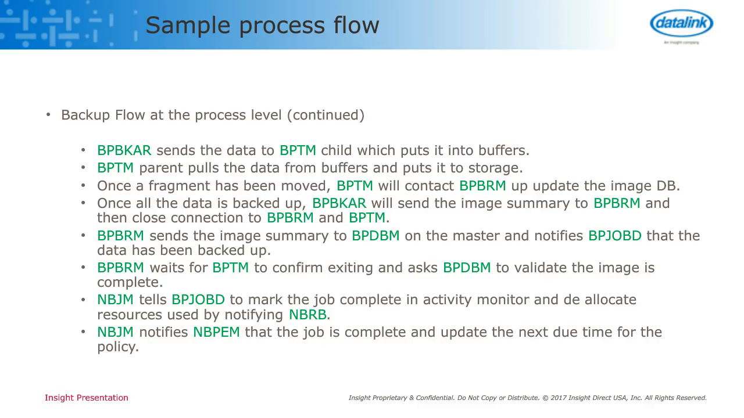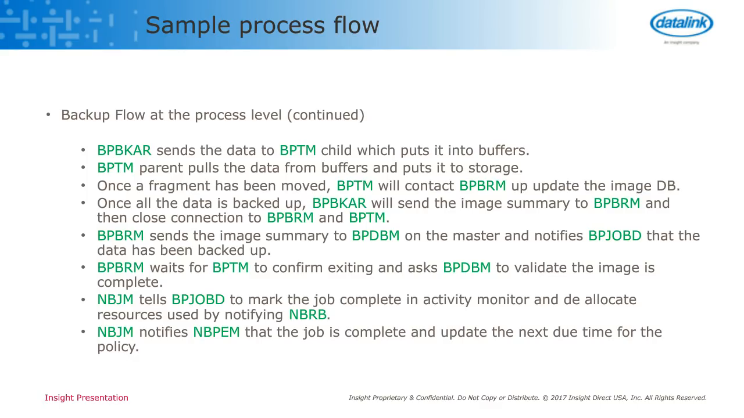And then NBJM, the job manager, notifies NBPEM, the Policy Execution Manager, that the job is complete, and then updates the next due time for the policy. So what's happening here is that NBPEM is saying the job is complete, and then what it does is it calculates based on the job schedule when is the next time this job should run, and it puts that into the database. And at that point, the processes are now going to exit that should exit.